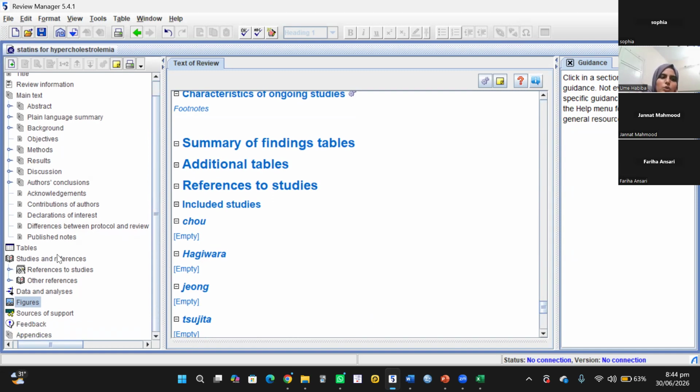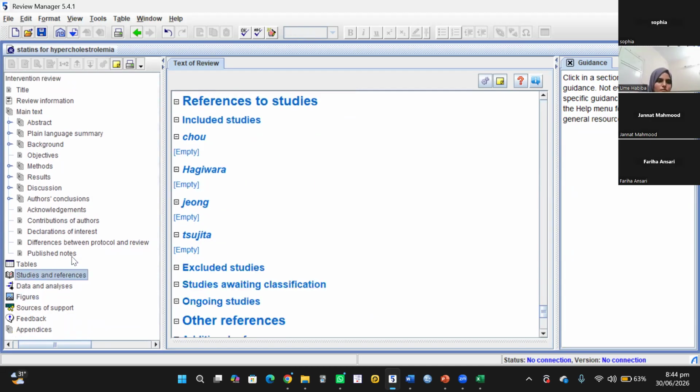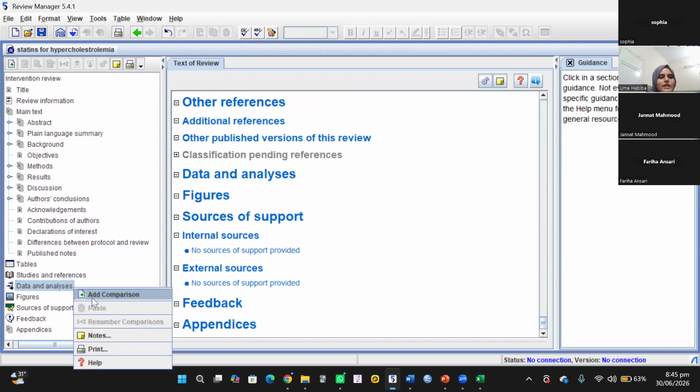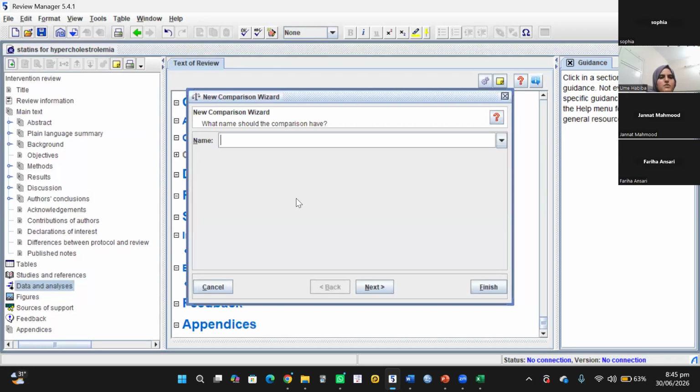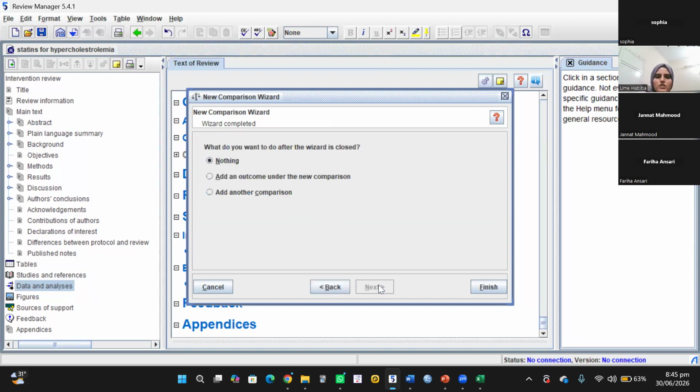For data, I would go to data and analysis, the heading right under studies and references. You can see data and analysis, left click it and add comparison. I have added all my studies. Now Revman is asking me, what is the name of my comparison? It is dual therapy versus monotherapy, right?